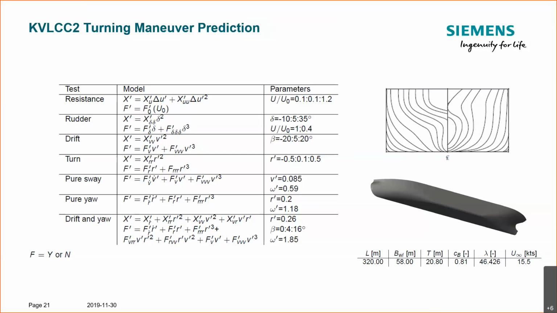On the left-hand side, you can see the test campaign. So in StarCCM+, we perform resistance tests. On the right-hand side, you can see the ranges that these sweeps take. Rudder tests by steady forward motion, varying the rudder angle and computing side force, yaw moment, and resistance, and then linking that to the mathematical model, getting the coefficients. In analogy, drift test, turning test, pure sway, pure yaw, and then drift and yaw tests.